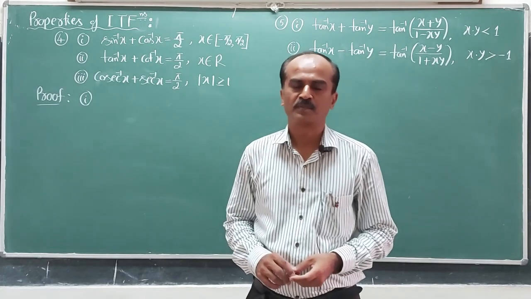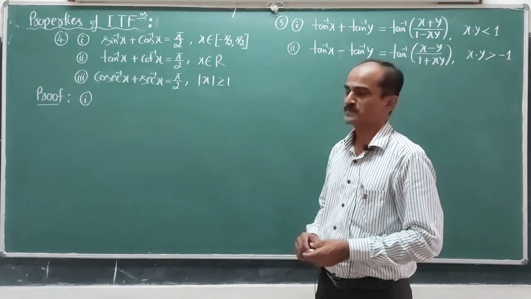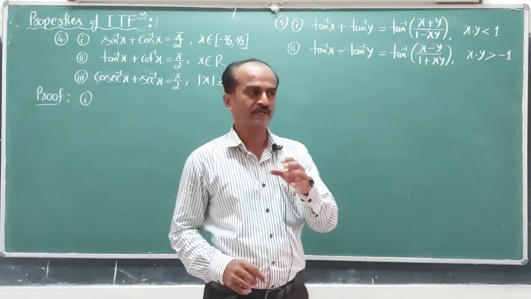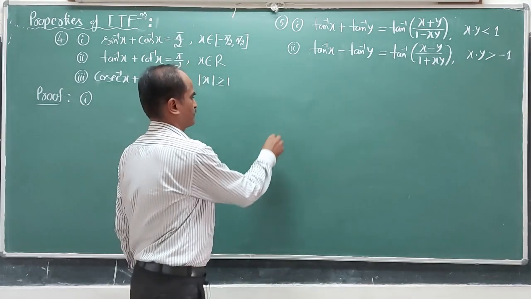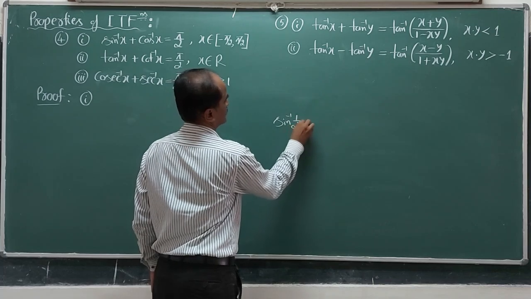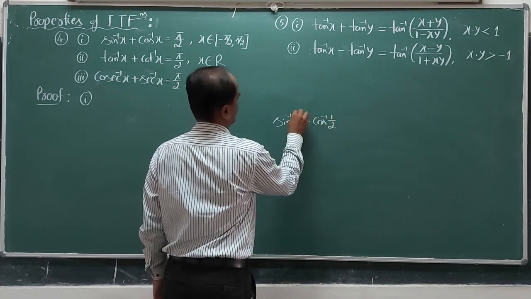Now property 4. First one, sin inverse x plus cos inverse x gives us pi by 2. Let me take one example here. Sin inverse of 1 by 2 plus cos inverse of 1 by 2.